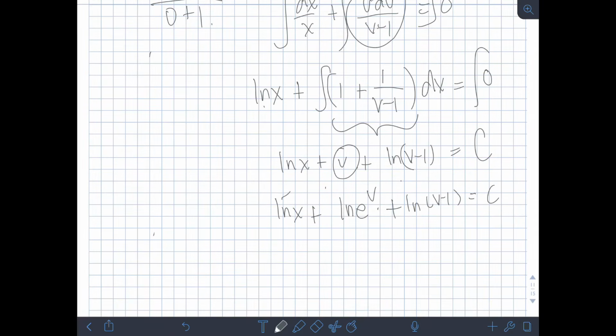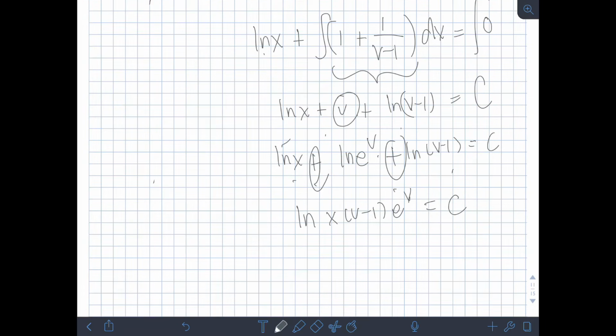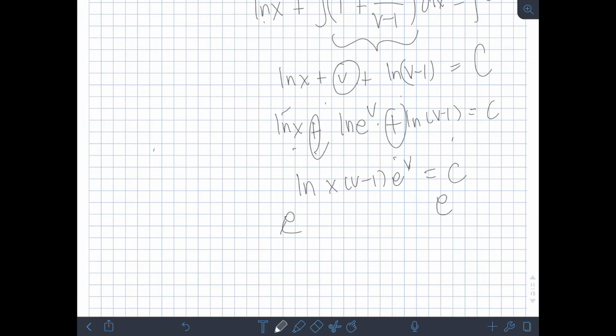So, pag samasamahin na natin, since pare-pareho lang naman silang add, multiplication rule of logarithm lang. So, we have ln x times v minus 1 e raised to v equals c. Tapos gawin ulit natin same exponent itong both side with base e. So, magiging, ito cancel, magiging x times v minus 1 e raised to v is equal to, itong e raised to c, observe nyo ulit yung constant na e, magiging c na lang.